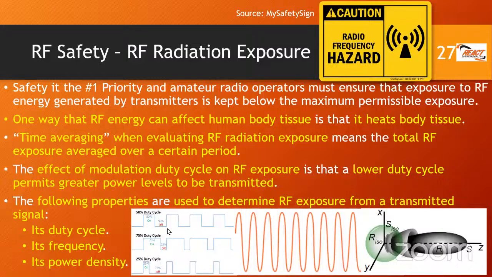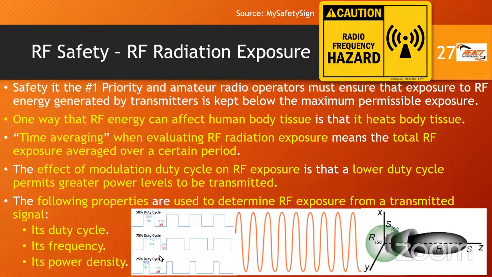If you lower the duty cycle, you can transmit at higher power levels, right? So let's deal with that bullet point. The effect of modulation duty cycle on RF exposure, or just duty cycle, is that a lower duty cycle permits greater power levels to be transmitted. So let's break that down a little bit. If I am transmitting at 75% duty cycle, I may have to reduce my power levels because, remember, we talked about time averaging, the amount of RF that a person is exposed to.